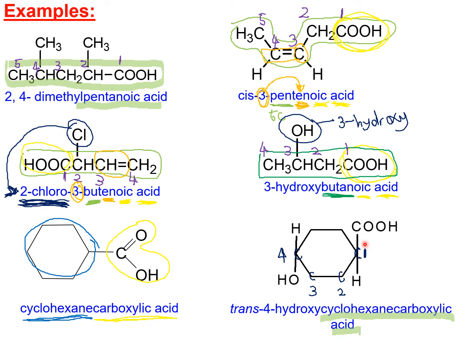If we follow the counting, we cannot start from here, we need to start from here. The carbon directly attached to the COOH will be carbon number 1. So this will be carbon number 1, 2, 3, 4. The form is trans. So it's going to be trans-4-hydroxycyclohexane carboxylic acid.